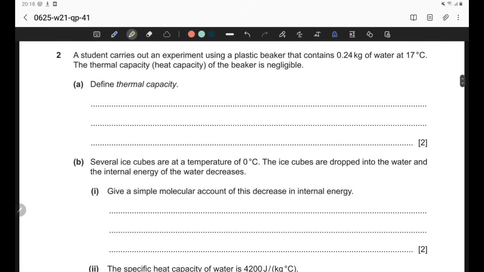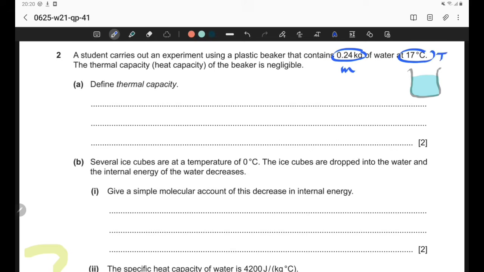Part 2, a student carries out an experiment using a plastic beaker that contains 0.24 kilogram of water at 17 degrees Celsius. The thermal capacity of the beaker is negligible. Define thermal capacity. So in this question we have a plastic beaker which consists of 0.24 kilogram of water at temperature 17 degrees Celsius.